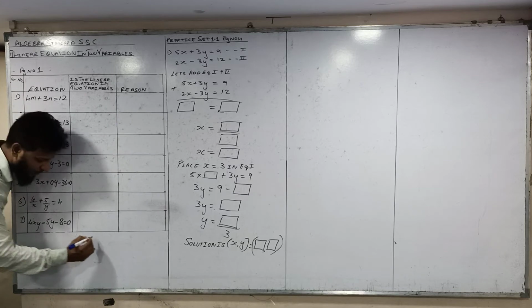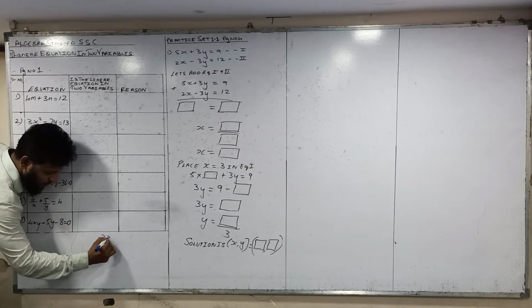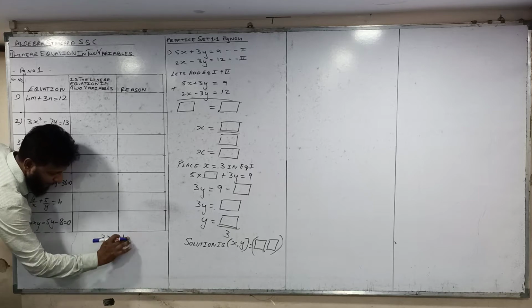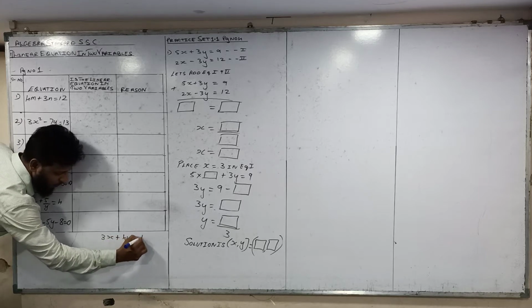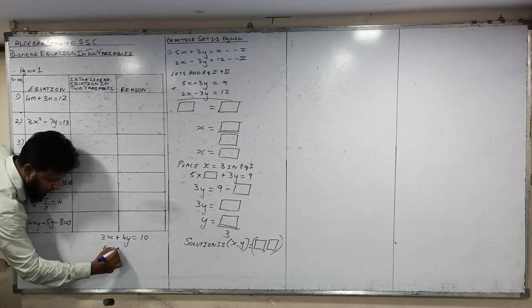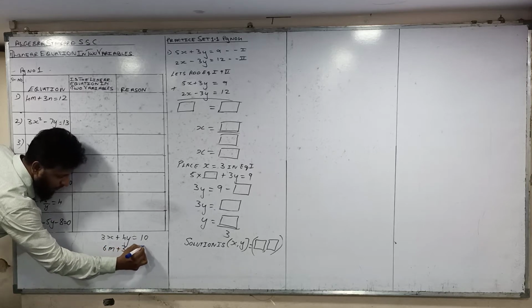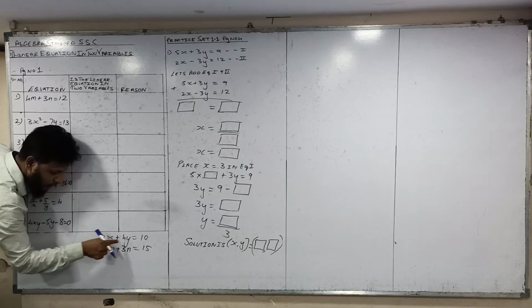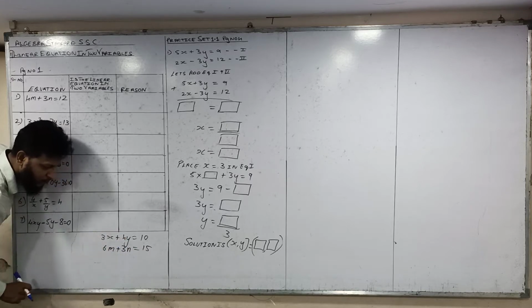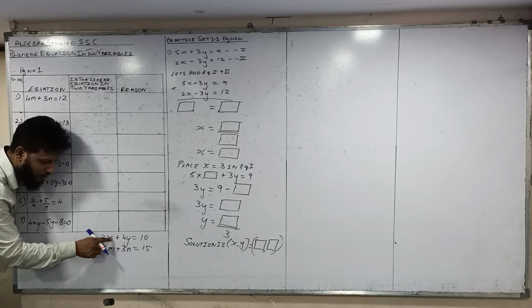So these are the two variables: 3x + 4y = 10. 6m + 3n = 15. So here there are two variables, m and n, x and y. These are two variables, and see the degree.